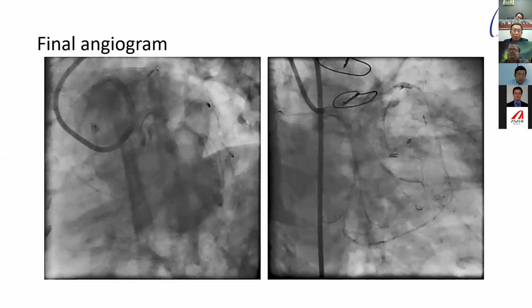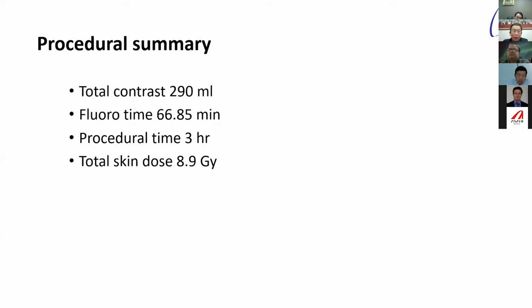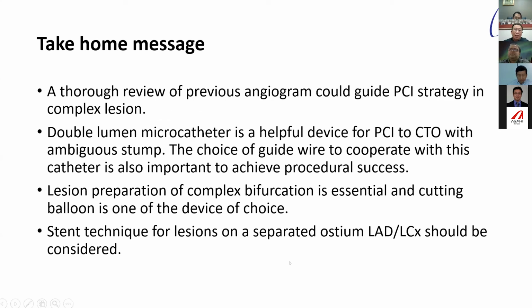So the procedural summary: we used almost 300 milliliters of contrast media. The fluoroscopic time is 66 minutes and the procedural time is 3 hours. The total skin dose is quite high, it's 8.9. So this case showed the benefit of the thorough review of the previous angiogram that could guide us to plan some PCI strategy in complex patients like this.